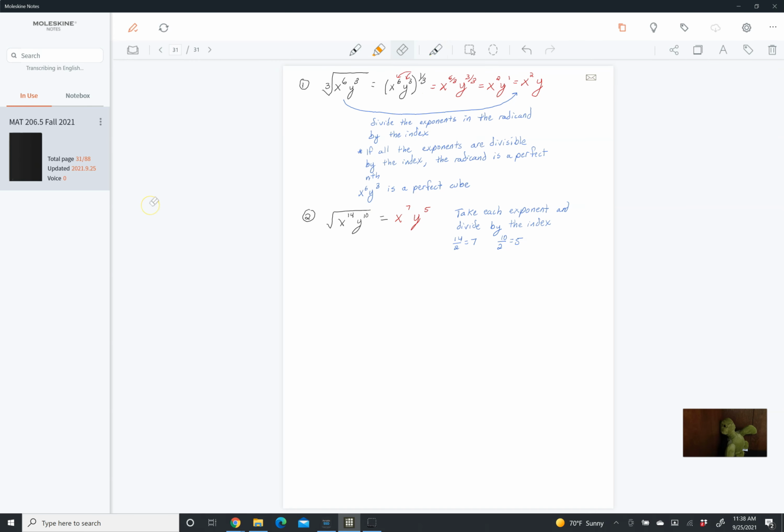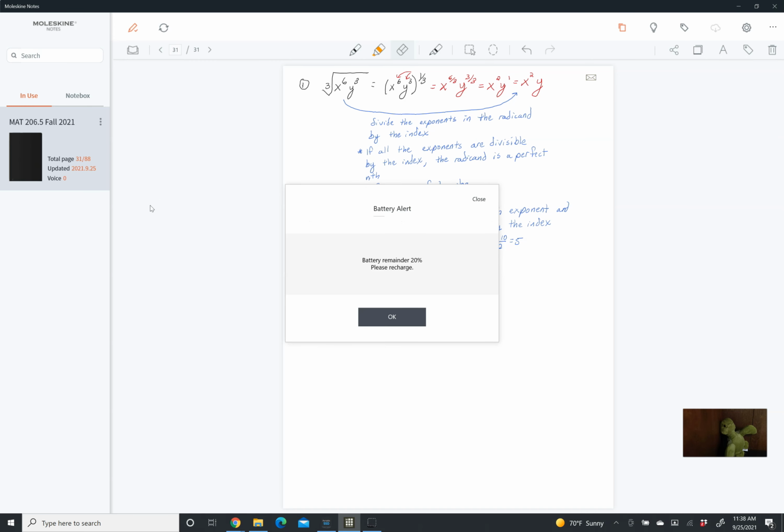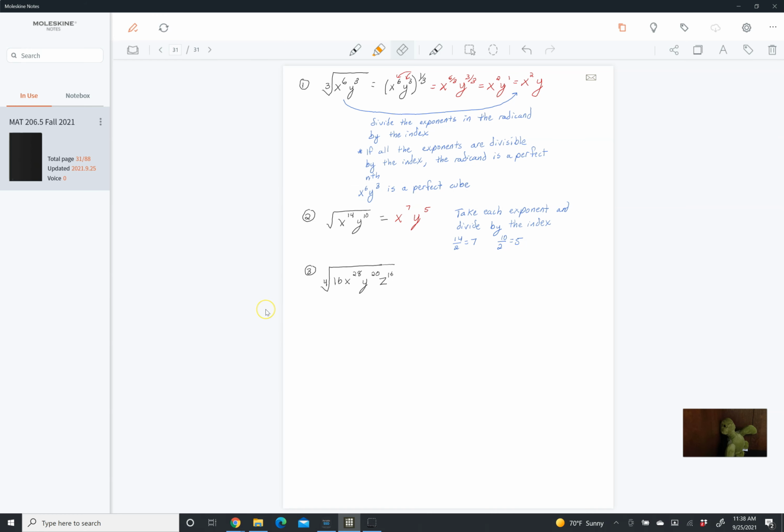Let's take a case where we have an integer, a constant, under the radical, in the radicand. So let's take the fourth root of 16, x to the 28th, y to the 20th, z to the 16th. Okay, so how do we do this?